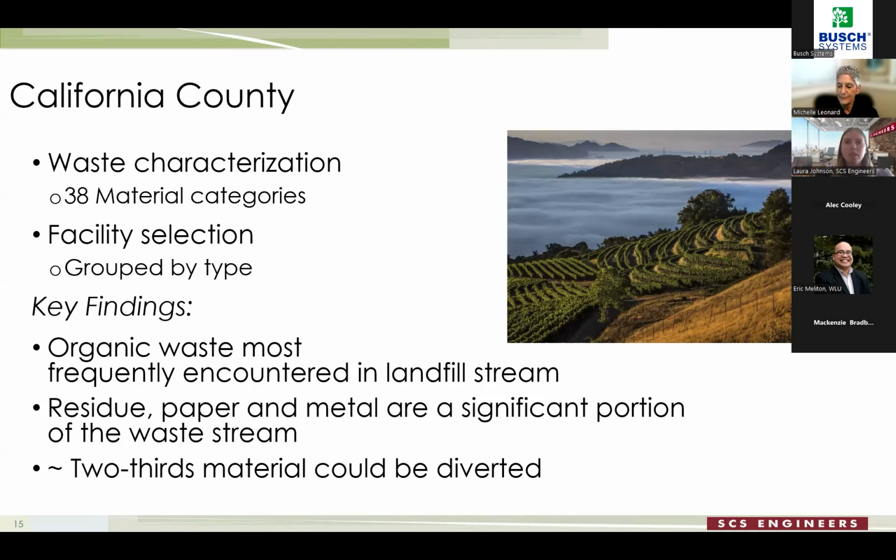But the main thing that stood out to us through this study was that organics continues to be one of the most prevalent material types in the landfill waste stream. And here in California, SB 1383 has been a big focus for all of our jurisdictions, and getting that organic waste out of the landfill still remains a priority. But some other materials that we found that were still prevalent included paper and metal, and roughly 2/3 of the waste stream could potentially have been diverted. So this was a big eye opener for the county to identify there are some improvements they could make internally.